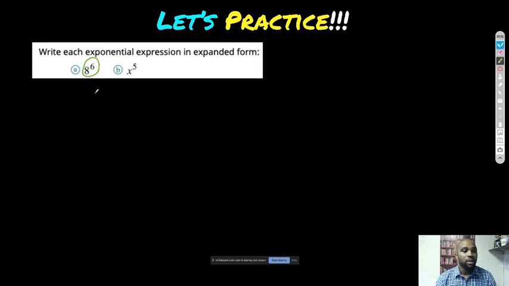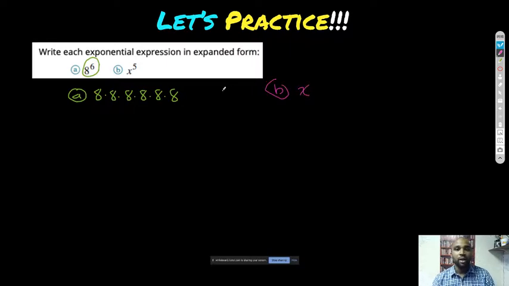So now let's write it in expanded form. Let's do a first. This is going to be a base of a, 6 times. Simple enough. And what would b look like? b would be x. And that one can be a little trickier, right? Because we've got an unknown, but it's still the same concept. x times x times x times x times x. So that's how that one would look. Pretty straightforward.